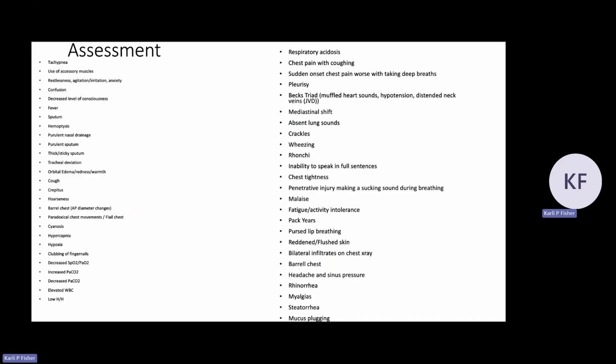Respiratory acidosis. So, when we talk about acidosis, we're looking at that pH balance, the 7.35 to 7.45. Respiratory acidosis, like we talked about, happens when we retain too much CO2. Respiratory alkalosis happens when we have too much oxygen. Chest pain with coughing, so sudden onset chest pains that are worse with taking a deep breath, or pleurisy. So that's pain that we get, pleuritic chest pain. So you've got the pleural space there in the chest, and we get that pleurisy.